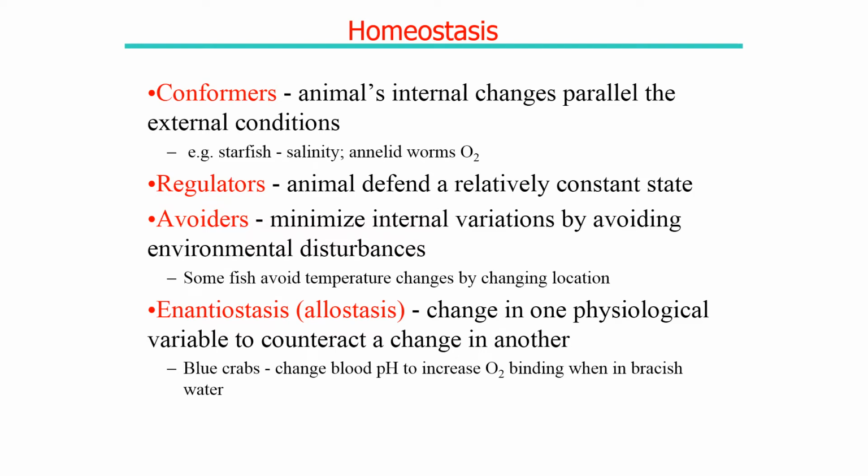So we said the animals could be a conformer for one variable, a regulator for another variable, an avoider for another variable, and allostatic for other variables. So they use different strategies for different variables of the environment.